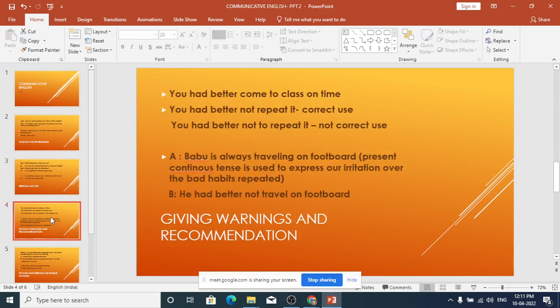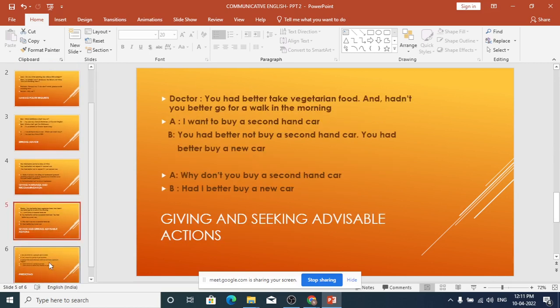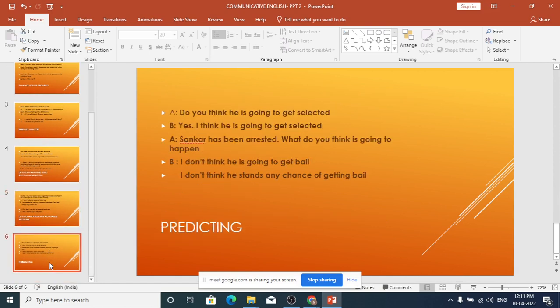So you are giving warning using a sentence structure, you had better, right? You had better, like that. Then you are giving advice, same thing, warning, advice, everything. Again here you are using you had better, the same thing. And the final thing is predicting. So here you start with I don't think, or do you think, or I think. So like that you can make sentences.